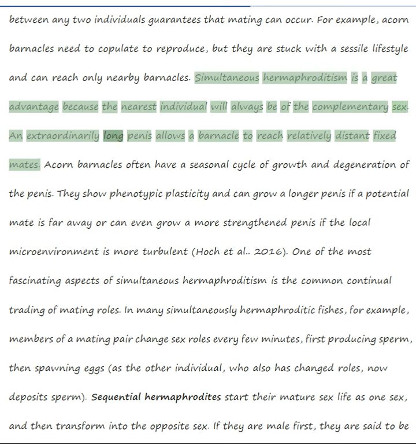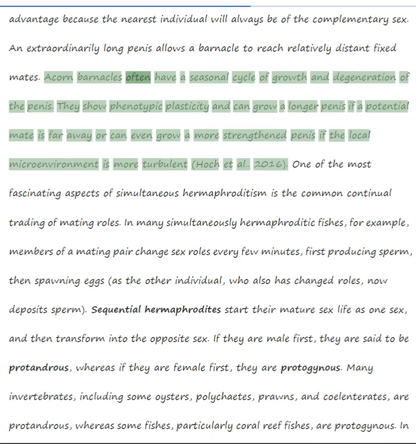An extraordinarily long penis allows a barnacle to reach relatively distant fixed mates. Acorn barnacles often have a seasonal cycle of growth and degeneration of the penis. They show phenotypic plasticity and can grow a longer penis if a potential mate is far away, or can even grow a more strengthened penis if the local microenvironment is more turbulent.